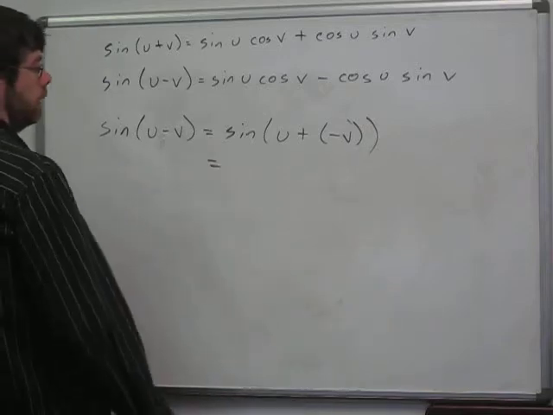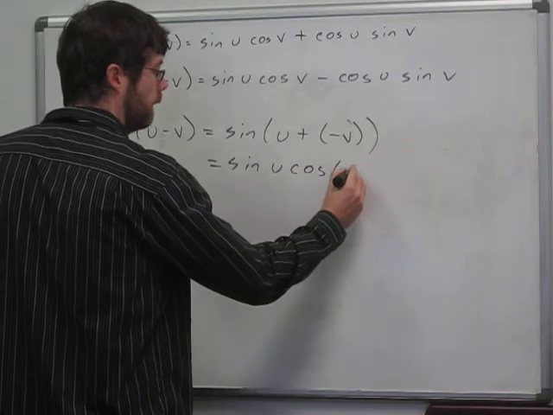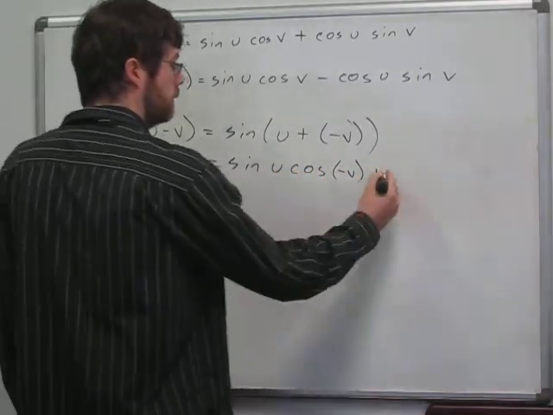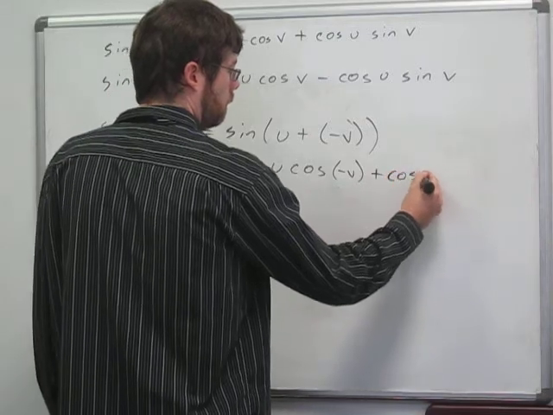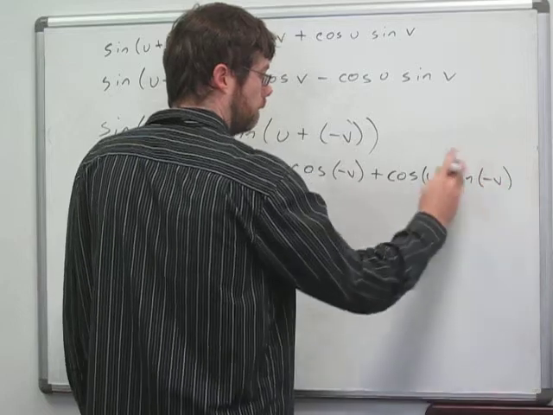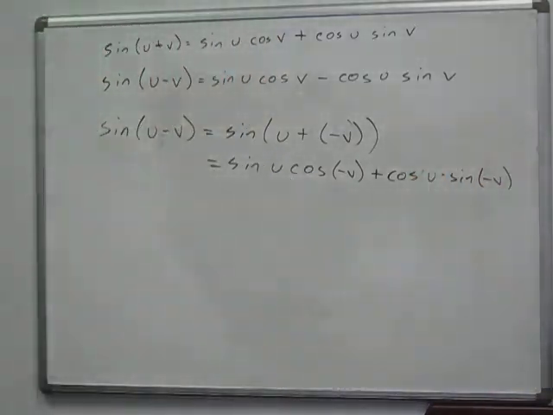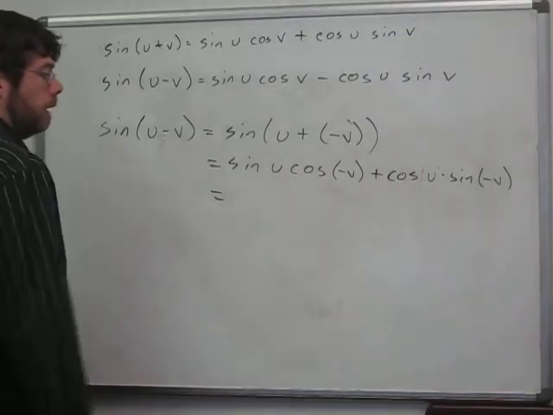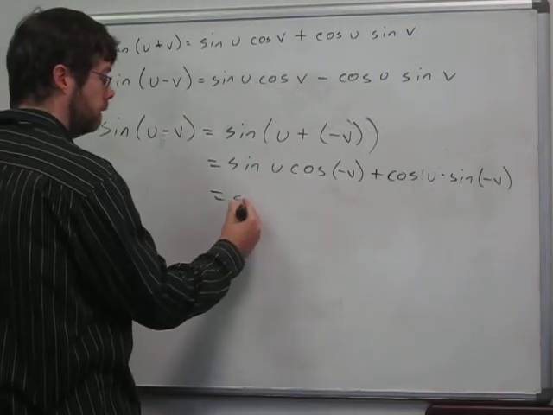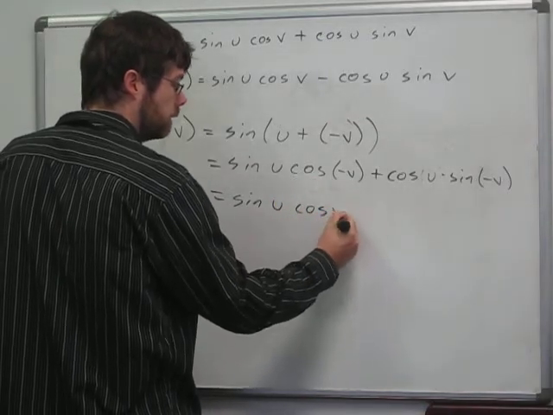Right? And so this is sine of u cosine negative v plus cosine u sine of negative v. And parentheses wasn't really necessary there. Right? So sine u cosine negative v plus cosine u sine of negative v. Cosine is an even function, so cosine of negative v is the same as cosine v.